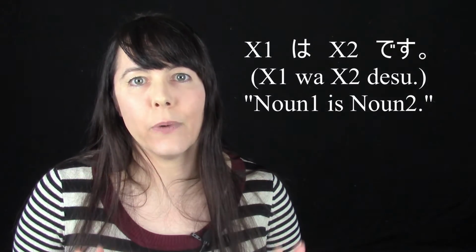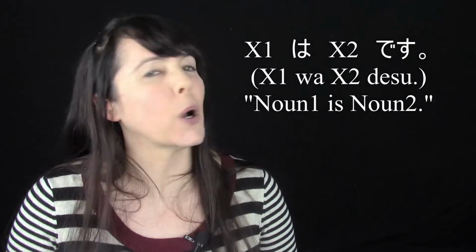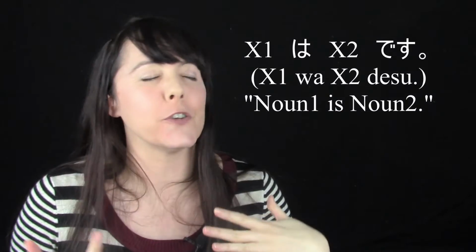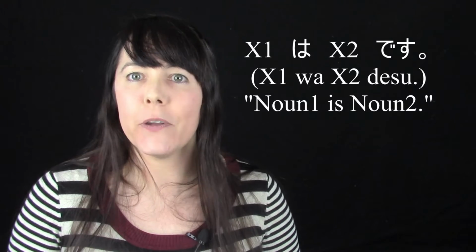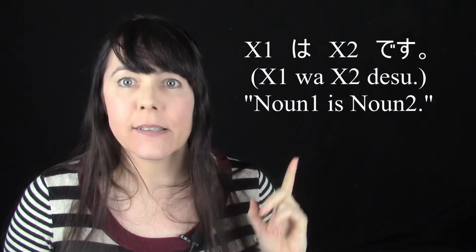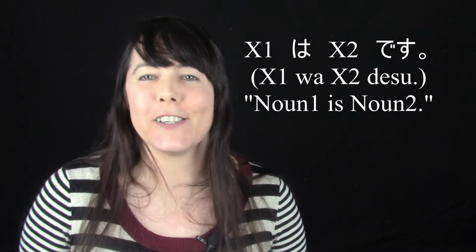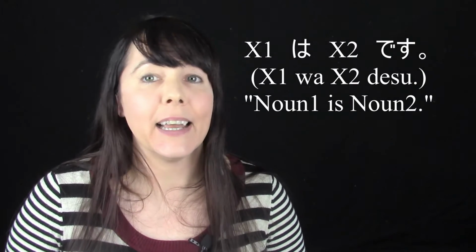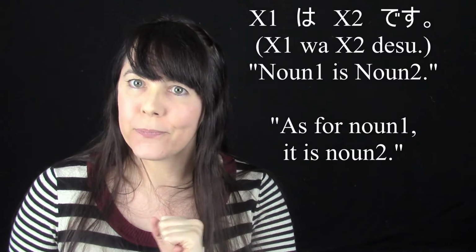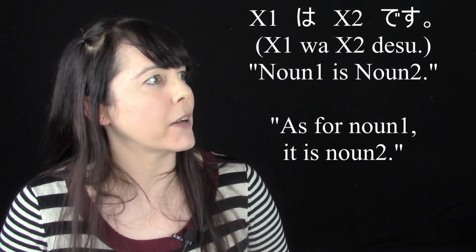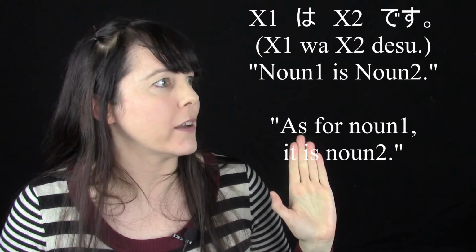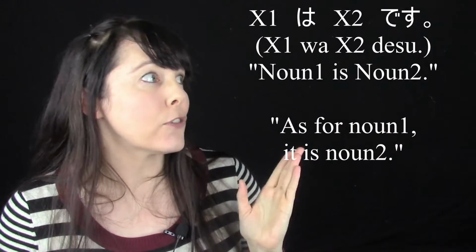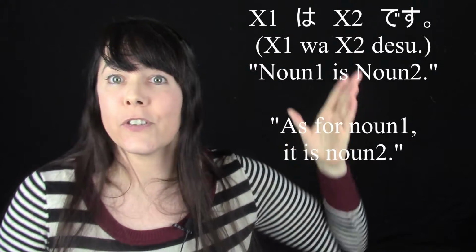So in this case, wa means "is" with an asterisk, and we'll get to that later as we get to more particles in future videos. But yeah, the very basic way you can think of wa is either "is," or my very first Japanese teacher, Muro sensei, had a way of explaining it that I really like. It stuck with me to this day. Think of it as "for..." So if we look at this model sentence, x1 or noun 1 wa x2 desu, what we're saying here is: as for x1, it is x2.